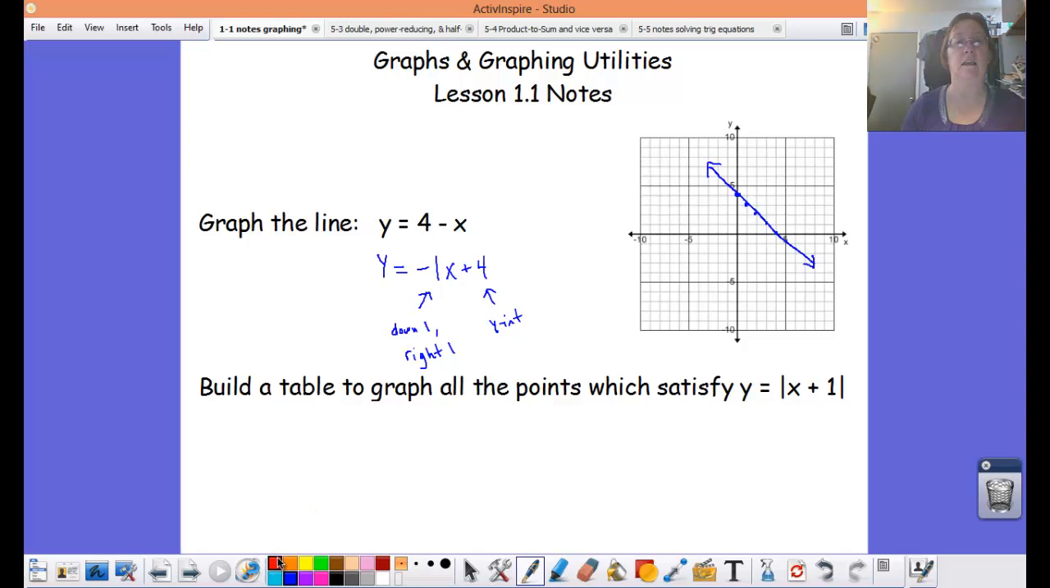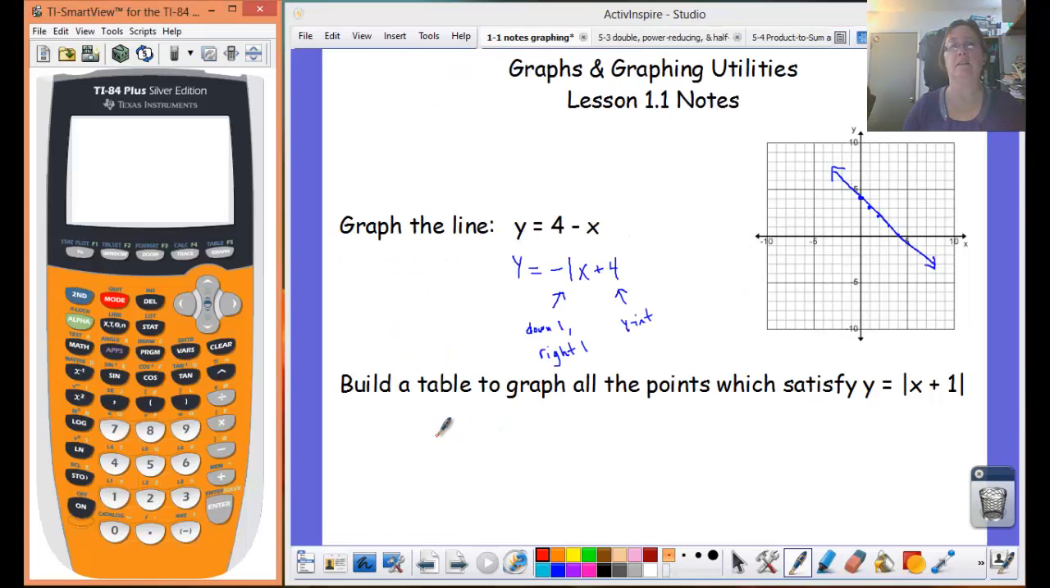The next activity in our notes asks us to build a table to graph all the points that satisfy the equation y equals the absolute value of x plus 1. Now, we are going to build a table, but I'd love to have you see how the calculator can help you out with that. So excuse me while I get my calculator up.